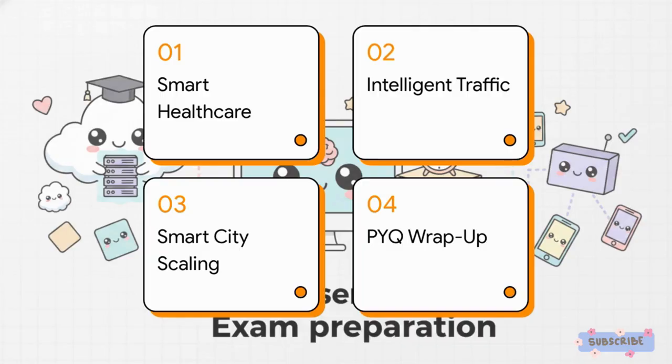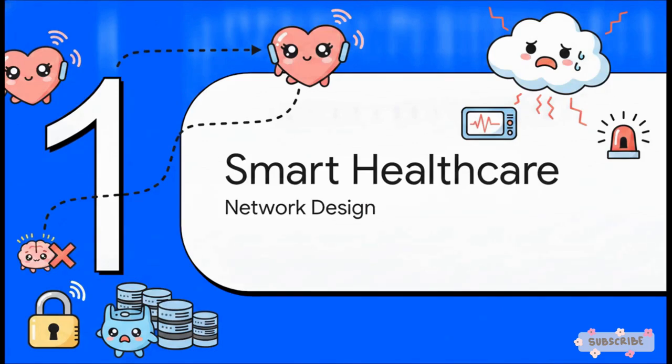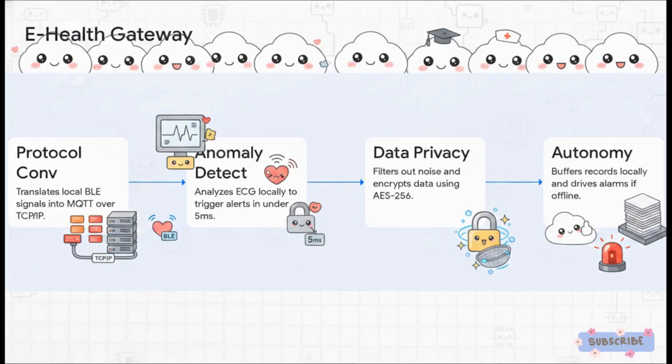Let's get into it. Section 1, Smart Healthcare Network Design. We're going to look at exactly why traditional cloud healthcare completely fails during critical emergencies, and more importantly, how to fix it. Picture this. You've got wearable sensors streaming raw ECG data directly to a remote cloud. Sounds great, right? Well, if a patient suffers a sudden cardiac event, just a tiny bit of network latency or a dropped Wi-Fi signal can delay that medical alert. And that delay, it can literally cost lives.